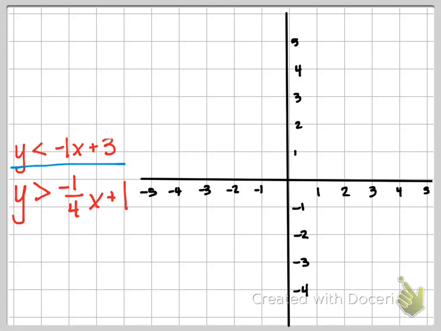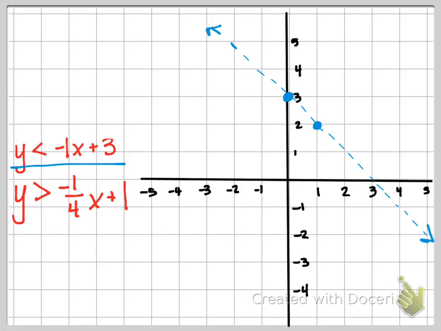So I know that this is my y-intercept here. So I'm going to go to 3 on my y-axis. Then I'm going to use my m, which is negative 1. So I'm going to go down 1 over 1. And then I have to ask myself, I've got to draw a line through these 2 points. Is it going to be a dotted line or a solid line? Look at my sign, less than. So I know it's going to be a dotted line. So I draw my dotted line through that.